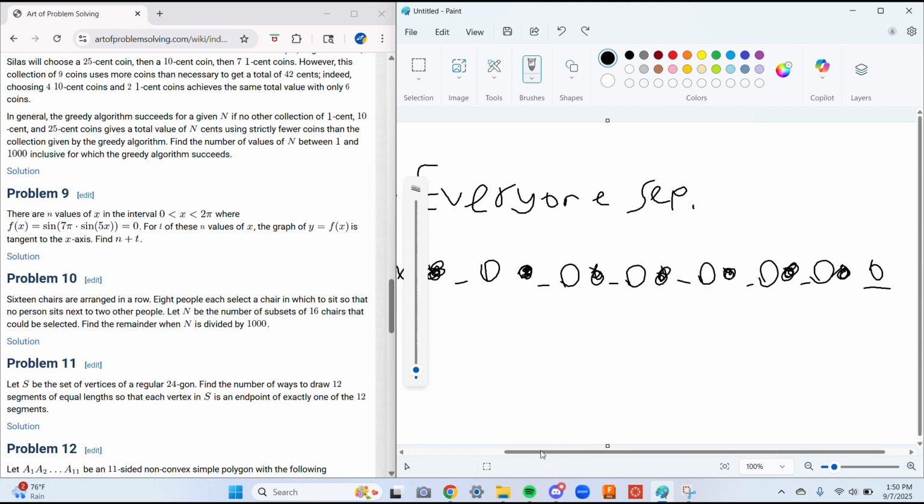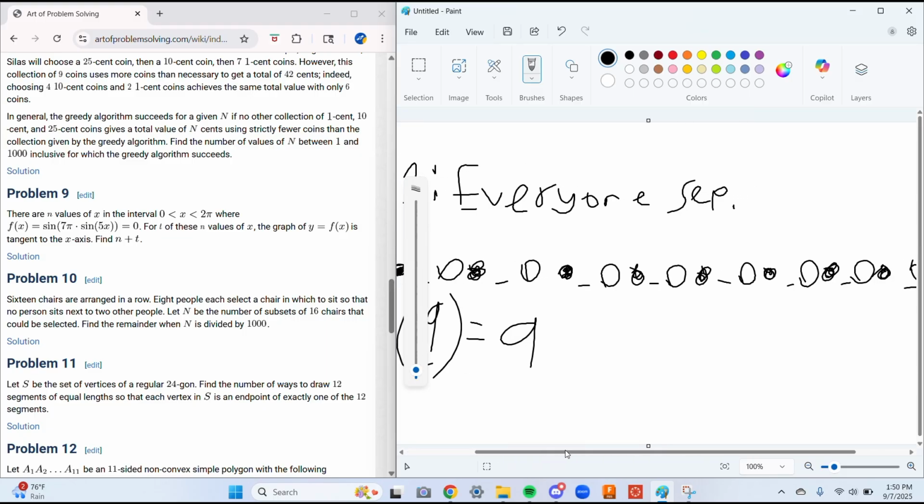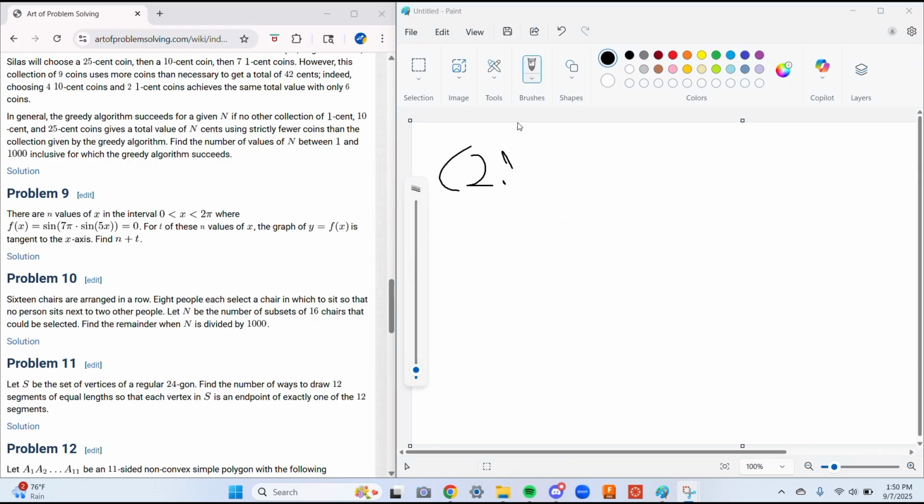So if this empty chair is just choosing 1 out of the 9 blanks, there are just going to be 9 choose 1, or 9, ways to move the empty chair around. And then everything else is fixed, right? We can't really change anything else around. So this case just gives us a total of 9 ways. Okay, now let's do case 2.